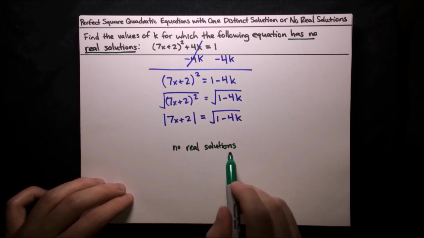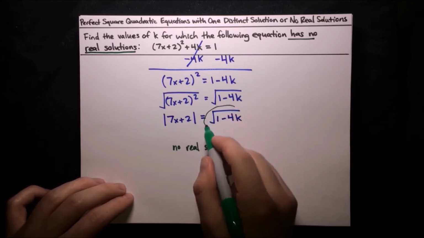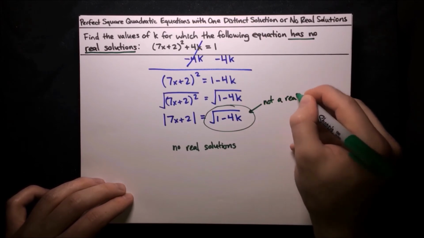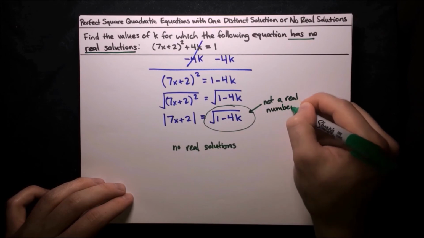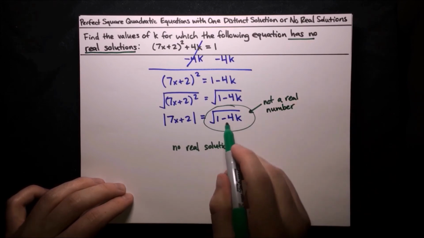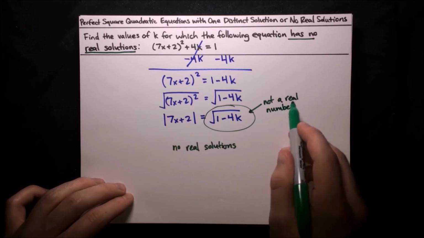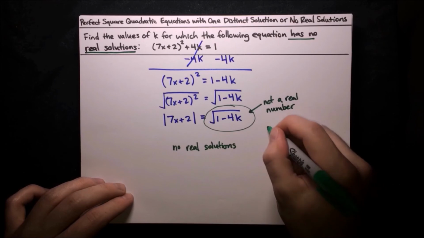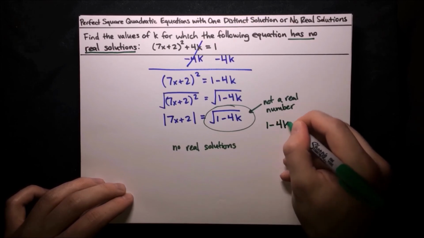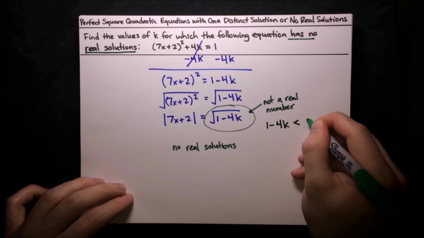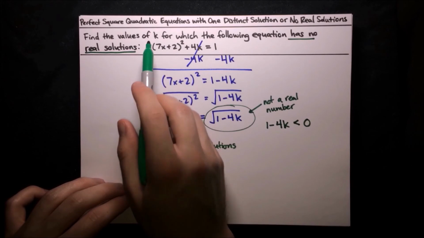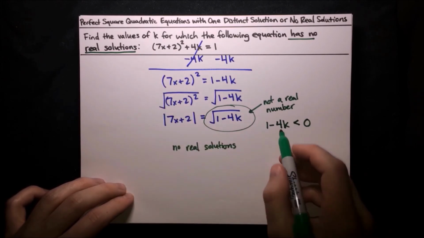And in order for that to be our conclusion, as we saw on the previous slide, we need this root here to be not a real number. And how do we make that root not a real number? What is necessary for that to not be a real number? Well, the inside of the root has to be negative. So 1 minus 4k must be negative. It must be less than 0. So now it's just a matter of solving this inequality, and that'll give us the values for k that we're looking for. Okay, so let's solve for k here.